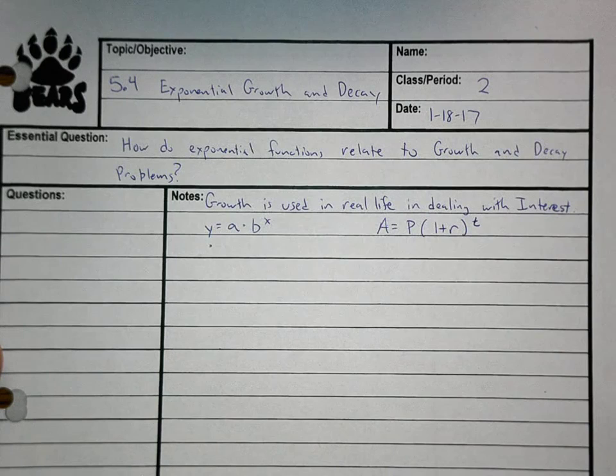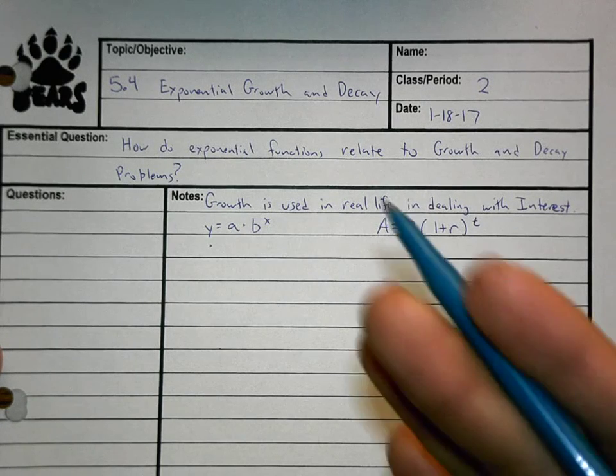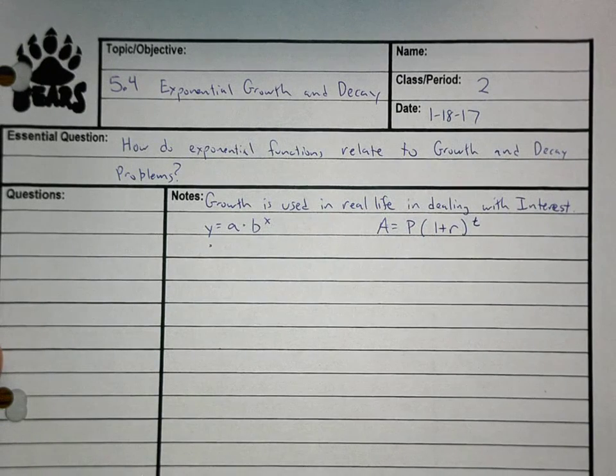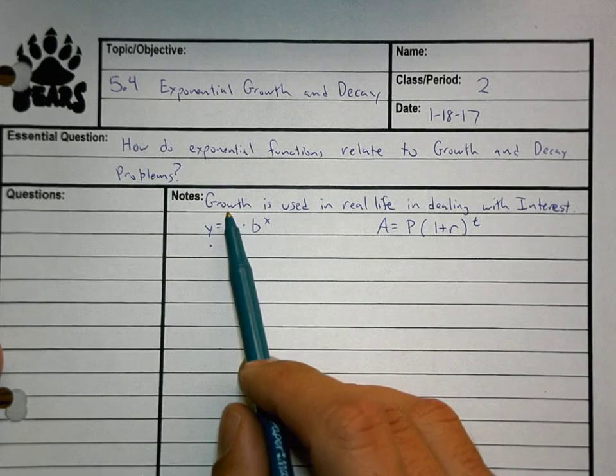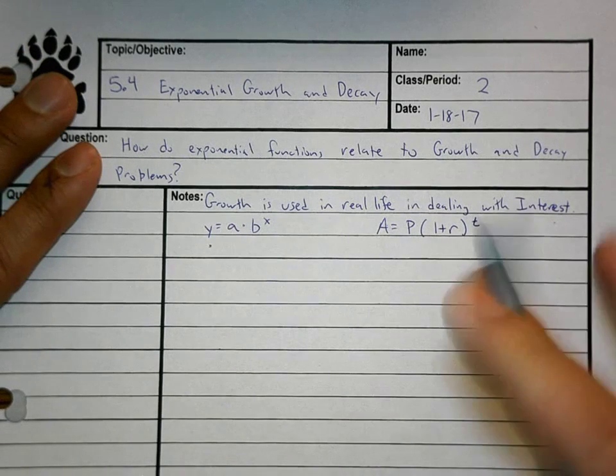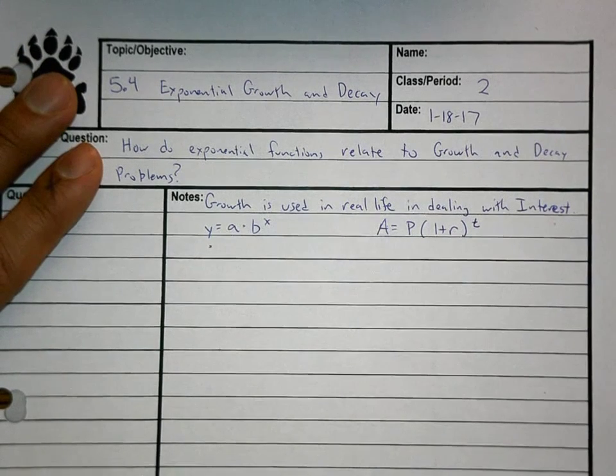If you ever plan on buying a car someday, most likely you're going to deal with this. If you ever plan on trying to make an investment, you will deal with this type of math. Math is used in real life. If you ever buy a stock or invest or do something with insurance that promises you a certain rate of return, this is the formula that they use to figure that out. Growth is used in real life in dealing with interest. I want you to know that this is where it's used in real life, okay?